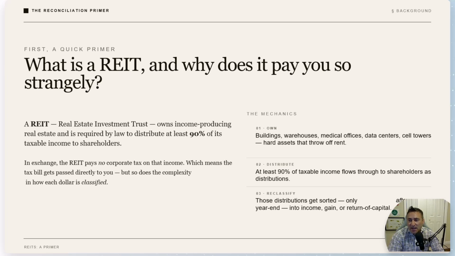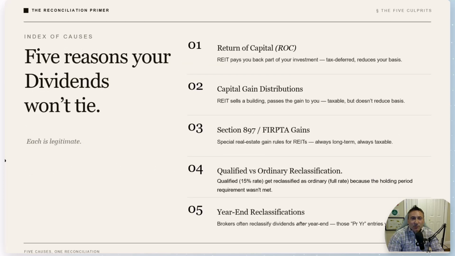So what is a capital gain? Well, of course, a REIT is going out and buying buildings, warehouses, medical office, data centers. They're doing a whole bunch of things that throw off rent. All of that gets passed through to you. If they sell those buildings, that's a capital gain. If they just collect rent, that's an income tax flow. If they refinance and return capital, that would be a return of capital. So all different unique things.